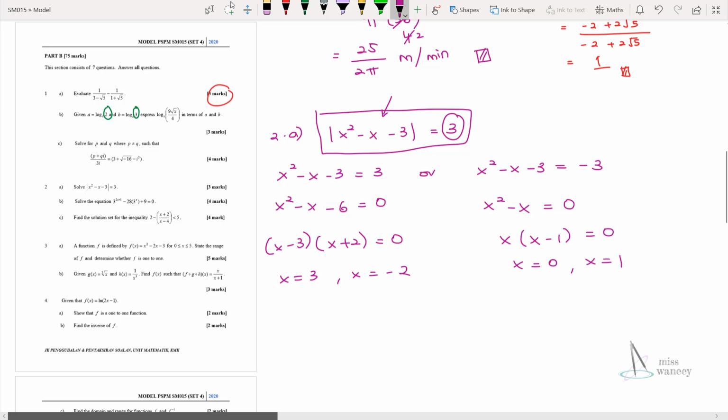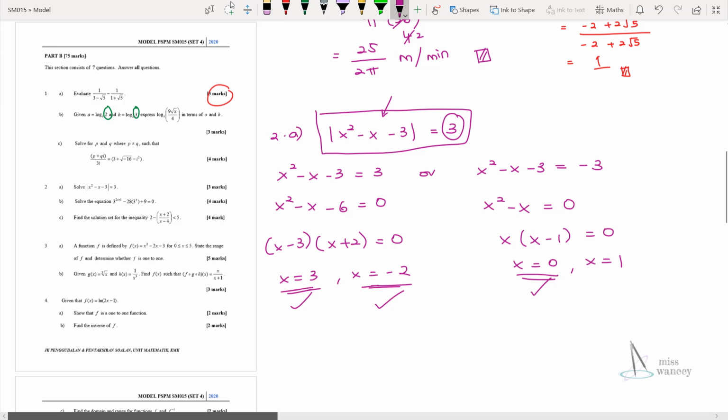So for example over here, let's say I try x equal to 3. So I got 9 minus 3 minus 3. So 9 minus 6. So this is 3. This is okay. And then if I use negative 2, so negative 2 squared is 4. 4 plus 2 is 6. 6 minus 3. So this is also 3. If I substitute x equal to 0, so 0, 0, negative 3. The modulus of negative 3 is actually equal to 3. So this is okay.